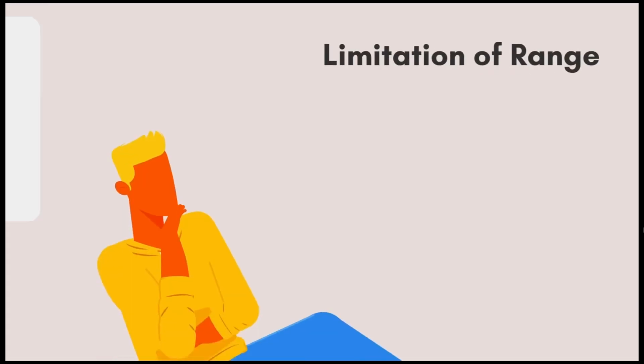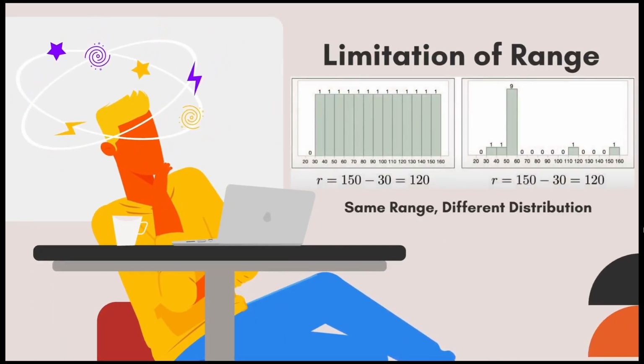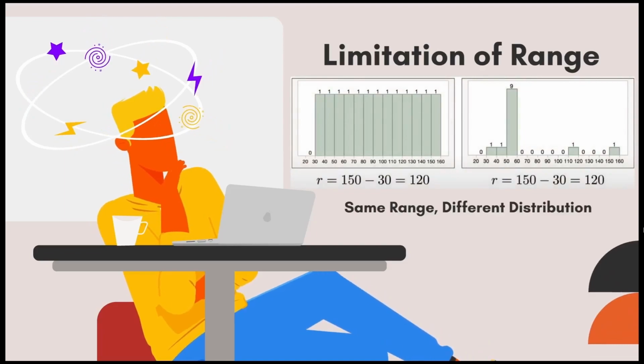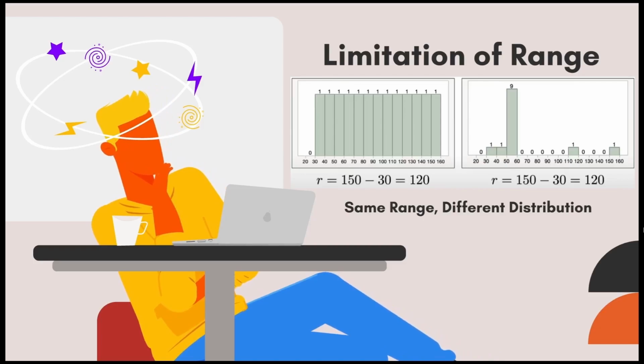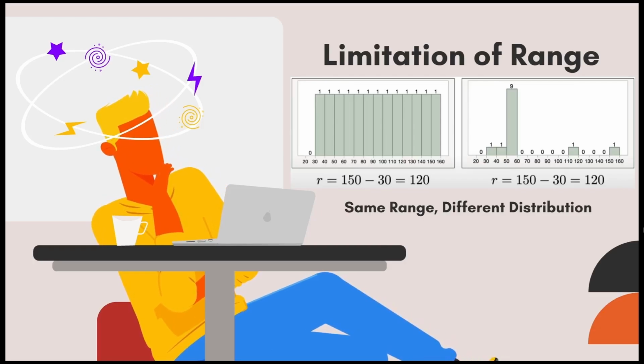But what is the limitation of range? Even though it is simple and pretty effective, we might miss a little bit of data and information. Here is the data set. We have one person who scored 30, one person who scored 40, and so on. The range here is 120.